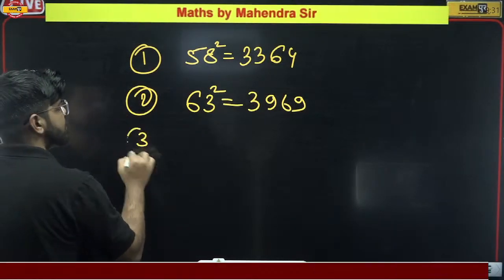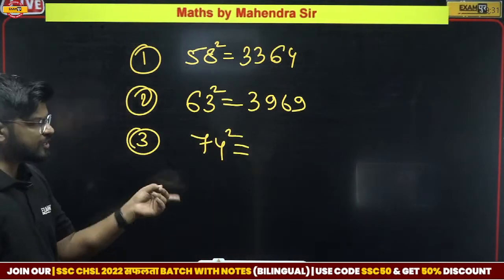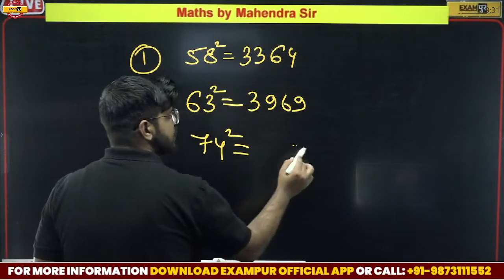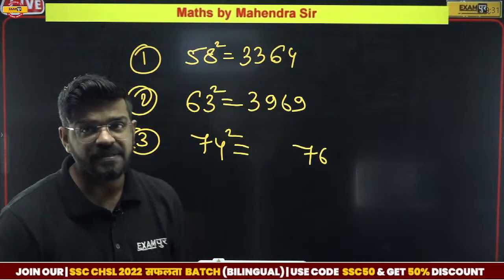Now let me tell you 74 square. So it is 24 more than 50. That means we have to write 24 square in the last two digits. That will be 576.